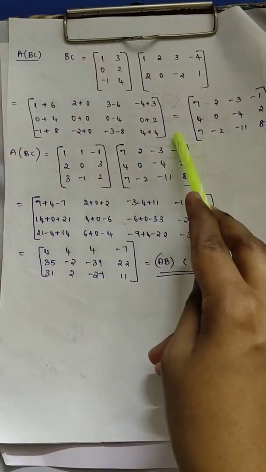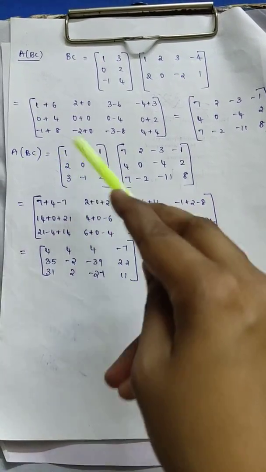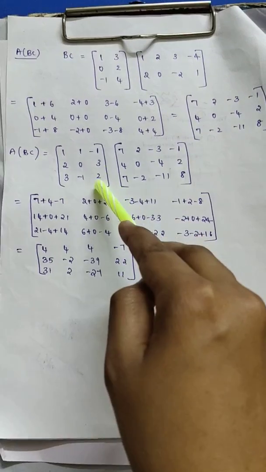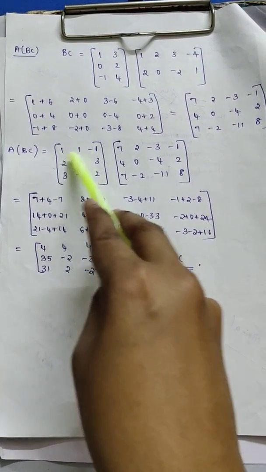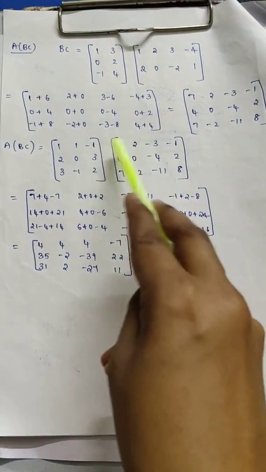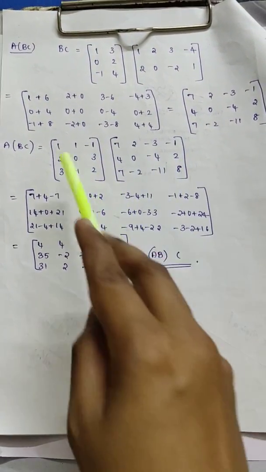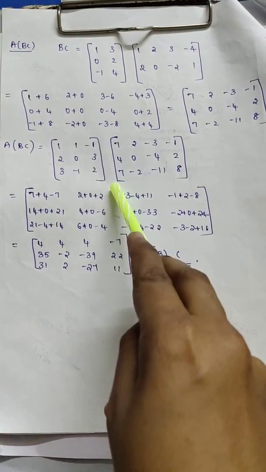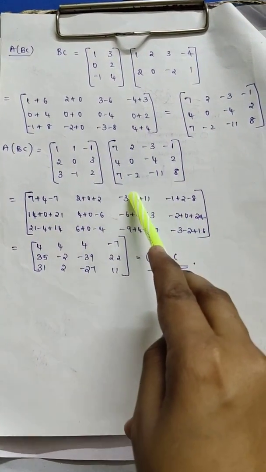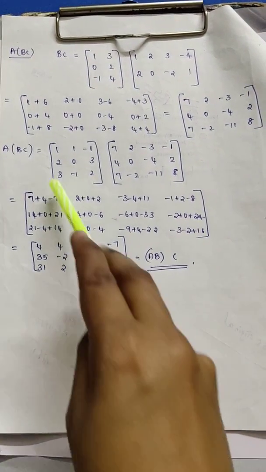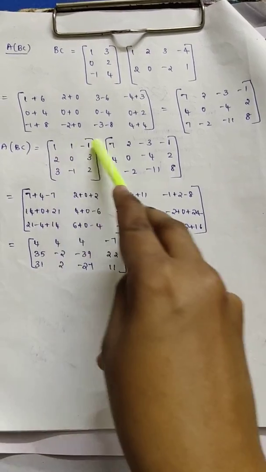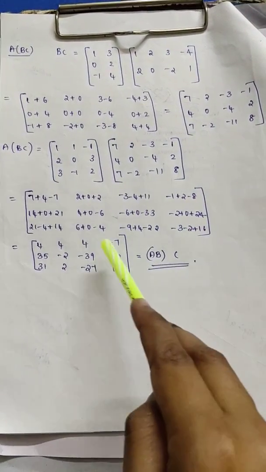So this is BC. Now you will do A into BC. So you can see this is matrix A. Again, 3 rows and 3 columns. So number of columns in A, that is 3 columns, is equal to number of rows in BC, 3 rows. So you can multiply. So first row into first column will give you 4. Again, first row into second column, 4. First row into third column, again 4. And first row into fourth column, minus 7.